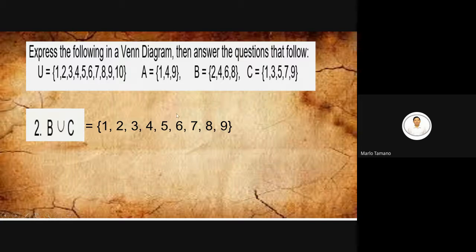Get the 1 of C, 2 nung B, 3 nung set C, 4 nung set B, 5 nung set C, 6 nung set B, 7 nung set C, 8 nung set B, and 9 nung set C. So, nailagay na natin, naikarga lahat ng elements as 1. And that is the union. So, when we say union, add. Pagpapalasin nyo lang, pagsama-samahin. Naintindihan?